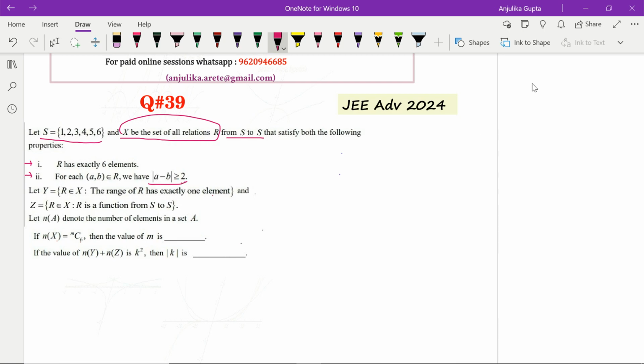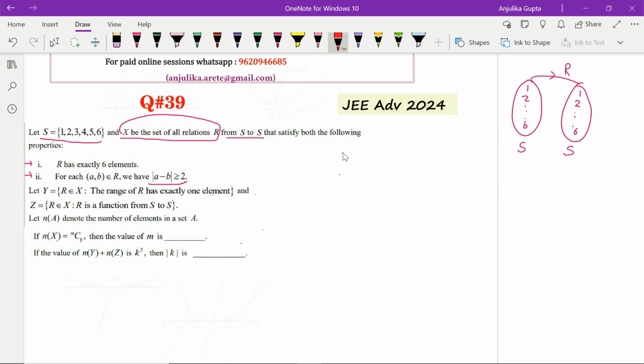Now, what is a relation? You have a set here and another set here, from S to S. S has elements 1 to 6, and here also 1 up to 6. Normally, any element can go to any element, right? 1 could go to 1, 2, 3, up to 6. Similarly, 2 can go to any one. But what do I want?